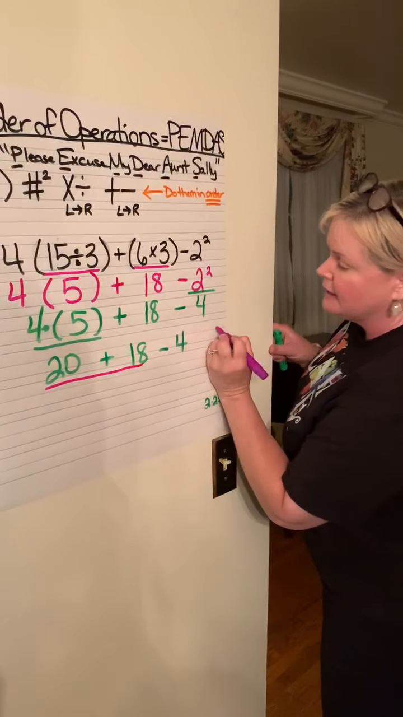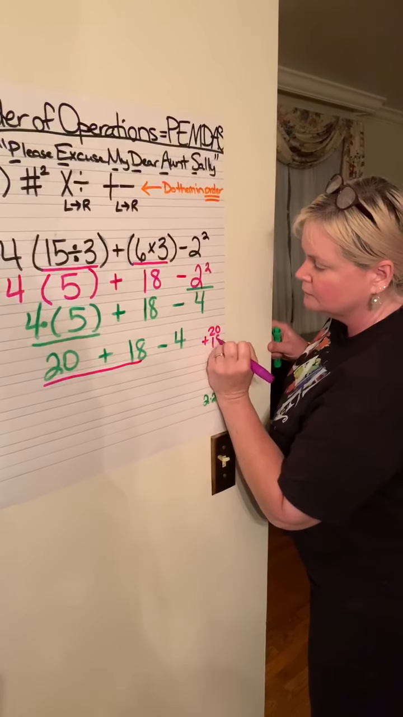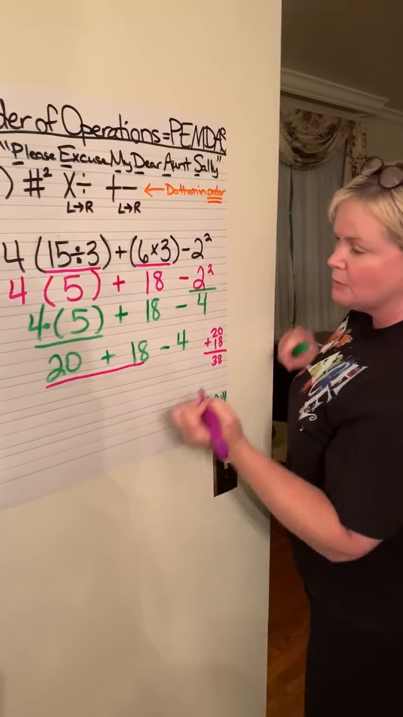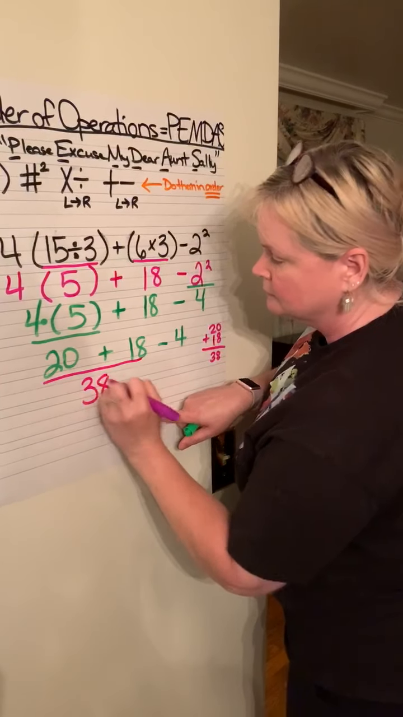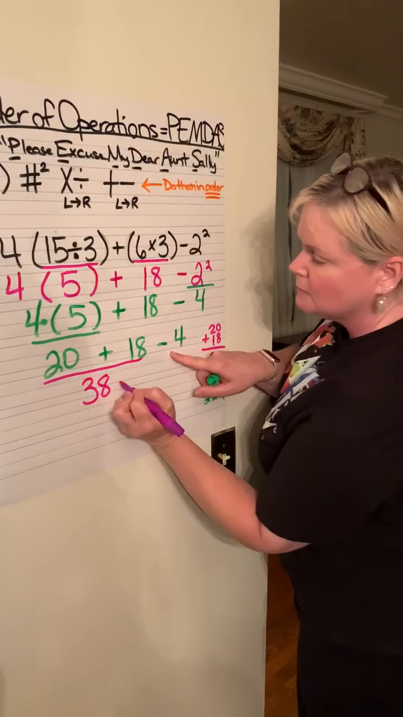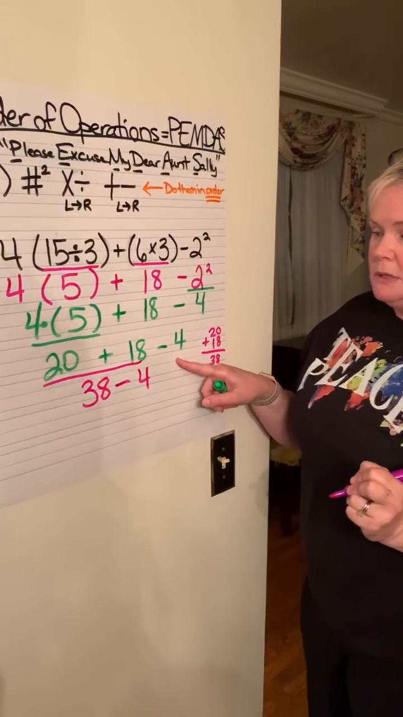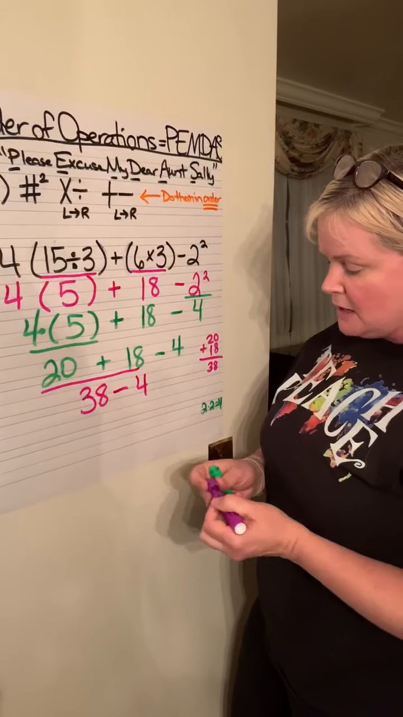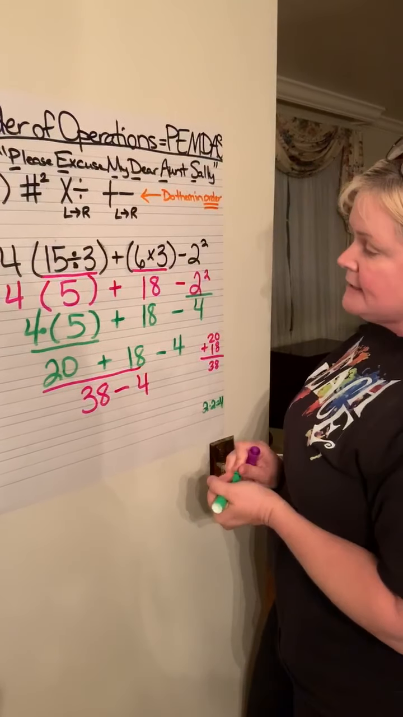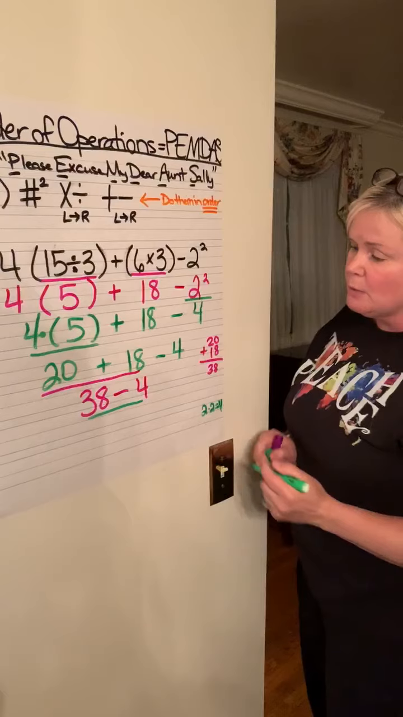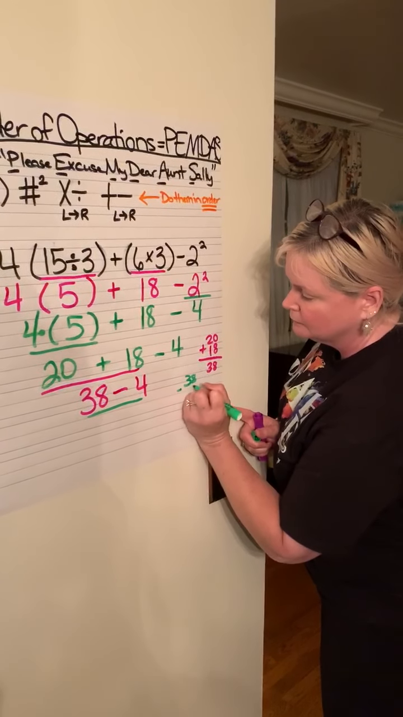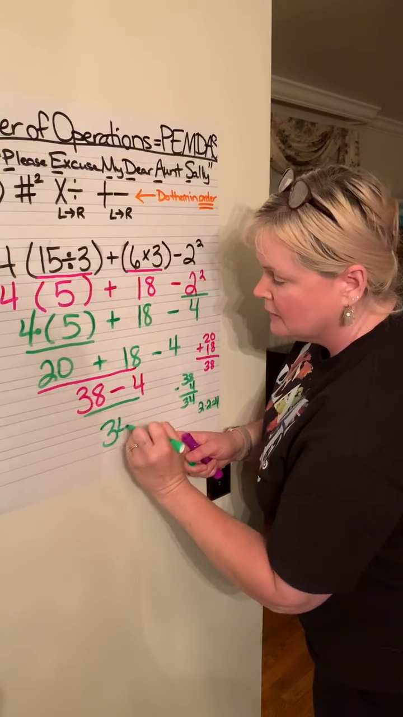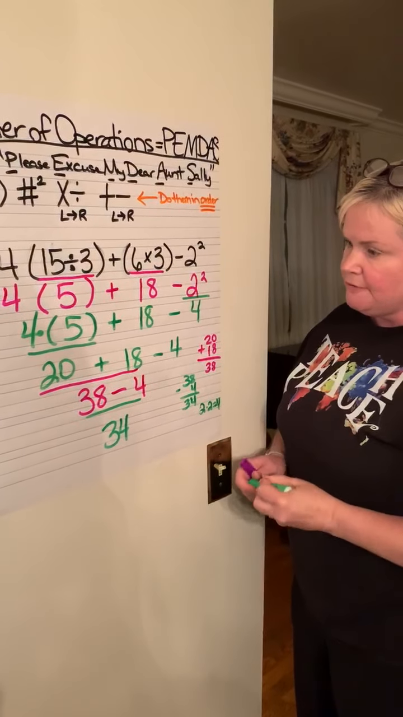So over to the side, I'm going to add 20 plus 18, and I'm going to get 38. And then I'm going to bring the rest of my problem straight down. If I miss a step, the whole problem's wrong. So that's why I'm very mindful to do this very neatly. And then my last step is 38 take away 4. 8 take away 4 is 4, and 3. So my answer is going to be 34.